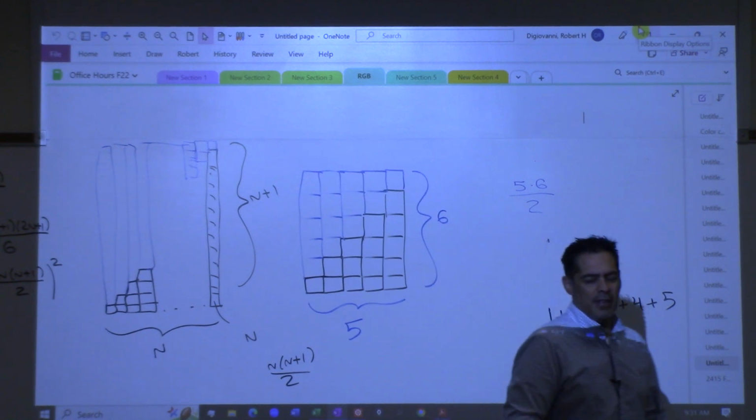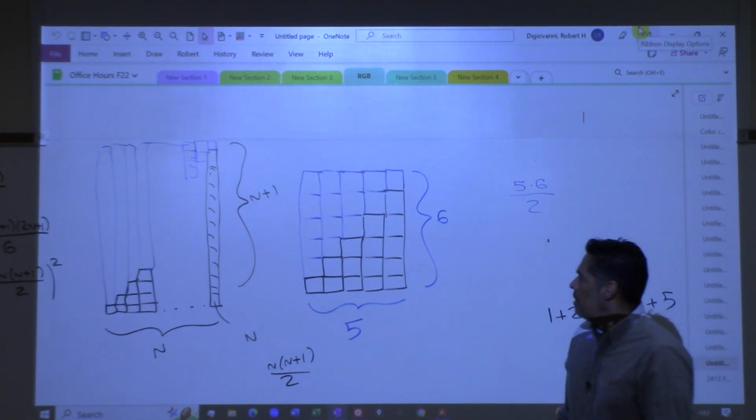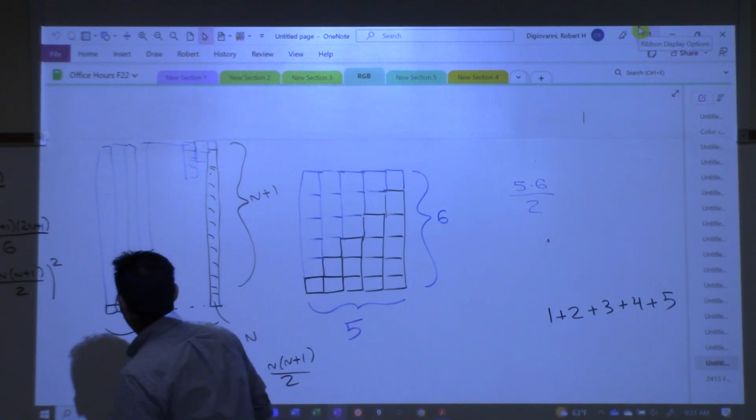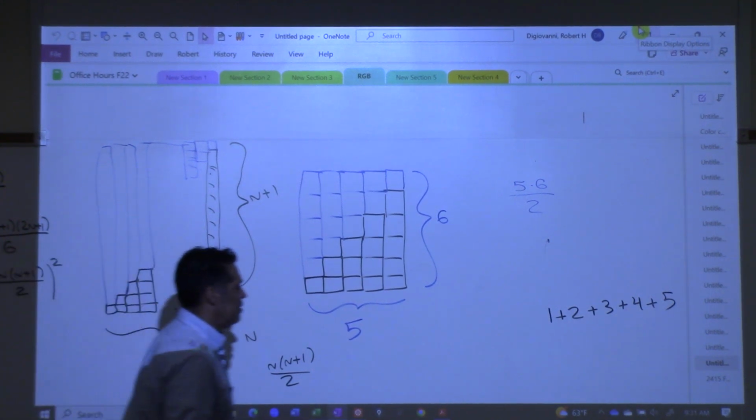Hope that makes sense. If it doesn't, don't worry, because you just need to know the formula, all right? That's in no way a proof. That's more of a sketch of a proof, a visual proof. All right, I think we're ready. Y'all ready? About to get into it now.